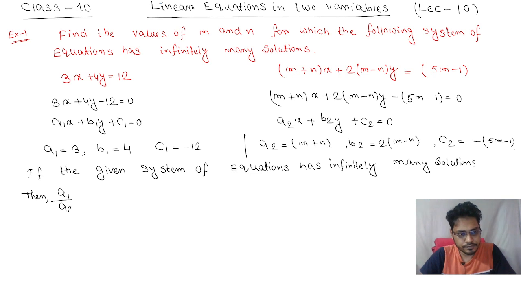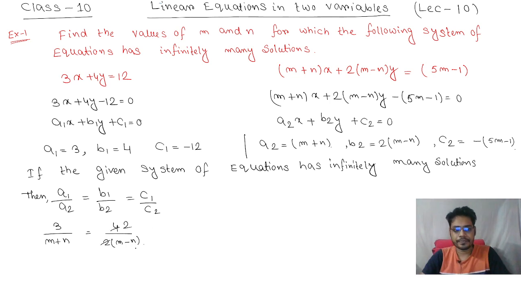a1 by a2 equals b1 by b2 equals c1 by c2. That means a1 is 3 by m plus n, b1 is 4, b2 is 2 into (m minus n), so 4 by 2 into (m minus n). That means we can say it is 2 by (m minus n), because 2 twos are 4. Then c1 is minus 12 divided by c2 is minus (5m minus 1). So minus and minus get cancelled.